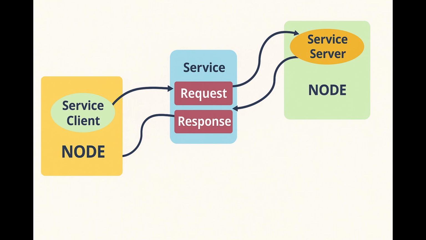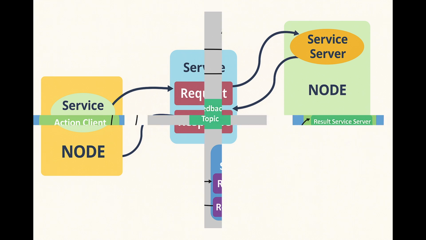Another way of communication in ROS is the service-client model. A client asks a question or requests an action, and a service answers with a response. For example, a node, which is the client, requests to take a picture, and the service replies with the image file.